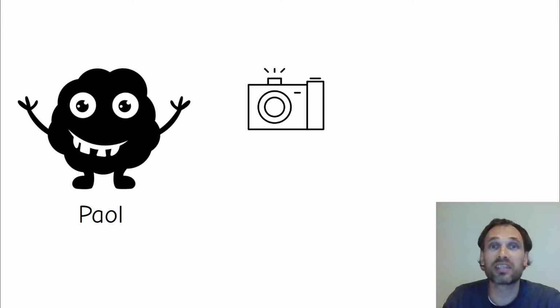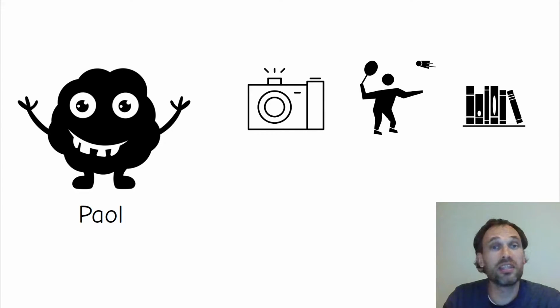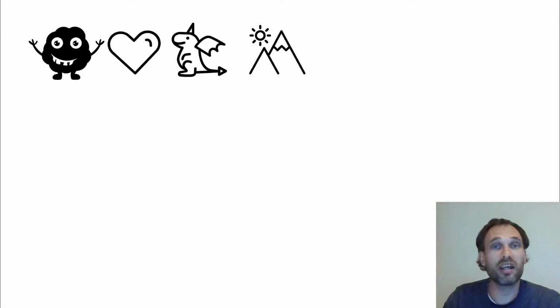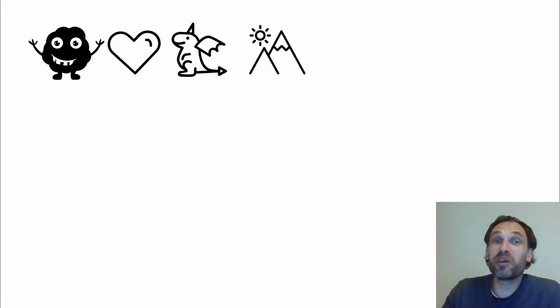So Paul, he likes doing photography, he likes to play badminton, and he likes to read books in his spare time. But more importantly, Paul recently got married to Danya. And so since they got married, obviously they want to go on their honeymoon. Okay, so this motivation was done before Corona. So they're going on their honeymoon, and they're going on a hiking trip. So maybe you could do this in Corona. Anyway.